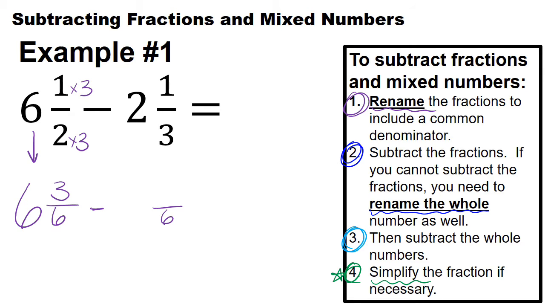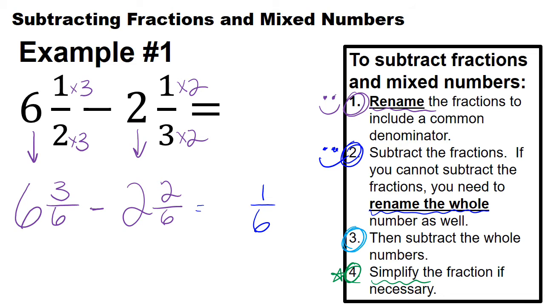And now let's do the second mixed number. So 3 times 2 gives us 6. So 1 times 2 gives us 2. And we bring down our whole number. So step one is done. Little smiley face. Step number two, let's go ahead and subtract our fractions. So for this one, 3/6 minus 2/6 equals 1/6. So we did that. That subtraction worked out nice. So give yourself a smiley face.